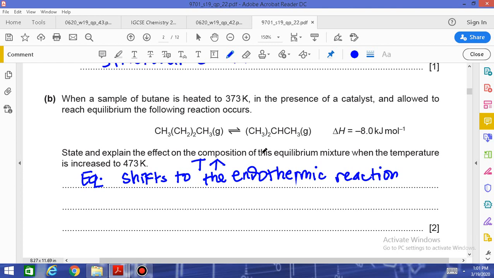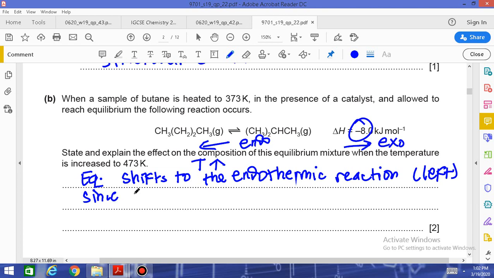Okay, remember once again, when temperature increases, the equilibrium shifts to the side that absorbs or needs energy or heat, or endothermic reaction. Since the forward reaction is exothermic, because the sign of enthalpy change is negative, the reverse reaction is endothermic. So in this case, the equilibrium shifts to the left. You have to state the reason.